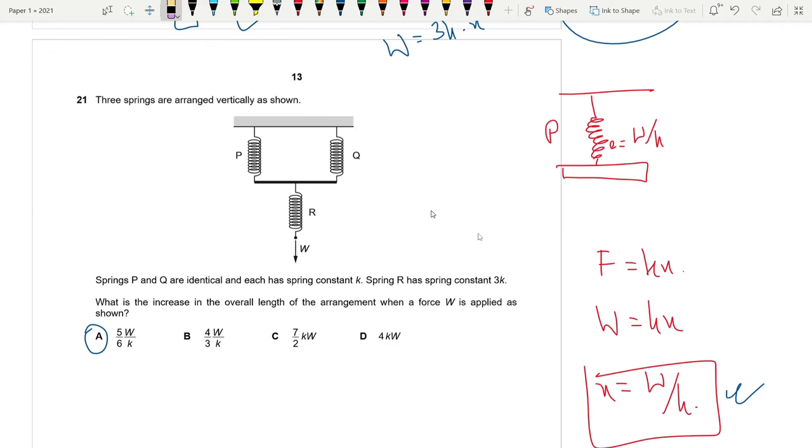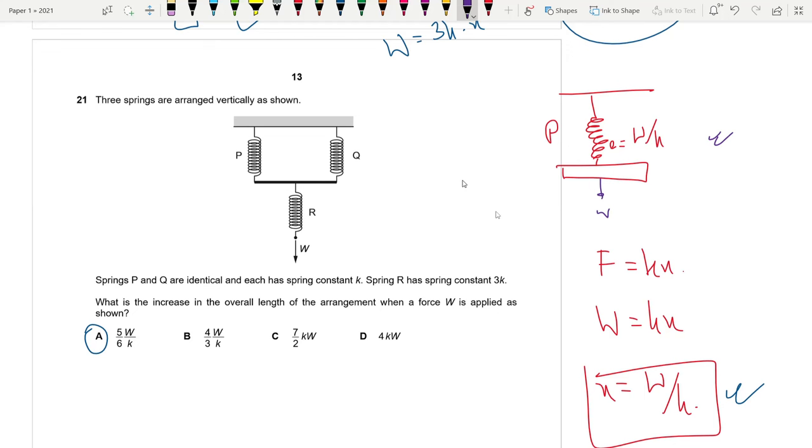So basically, we're going to imagine one spring only over here. We're just imagining spring P here with spring constant k. So when a force of W is applied, you know that F is equal to kx and x is equal to F by k. So for the single spring bearing weight W, the extension will be just W by k. But hear me out. In parallel arrangements, basically the extension becomes halved.